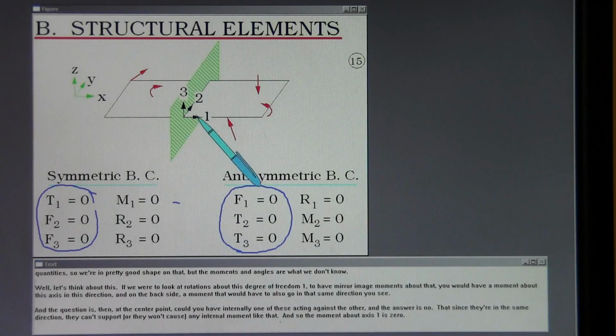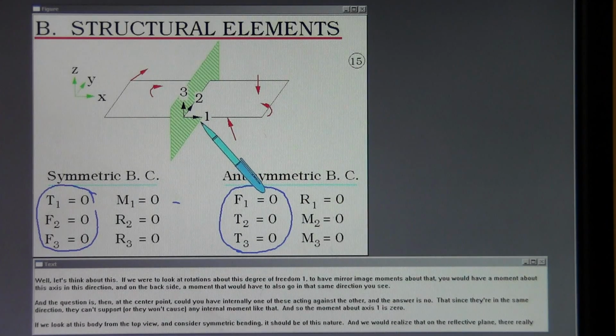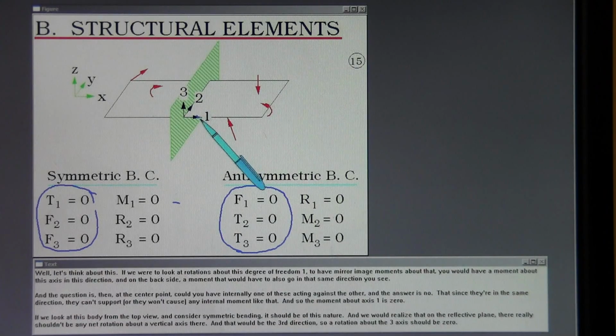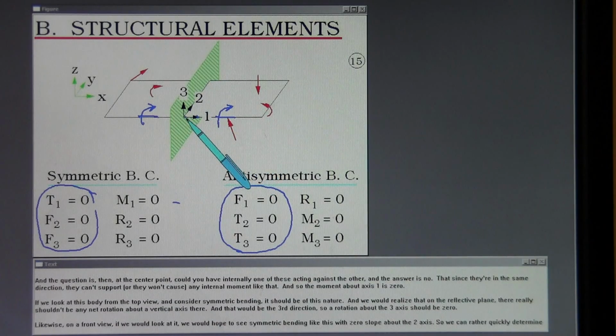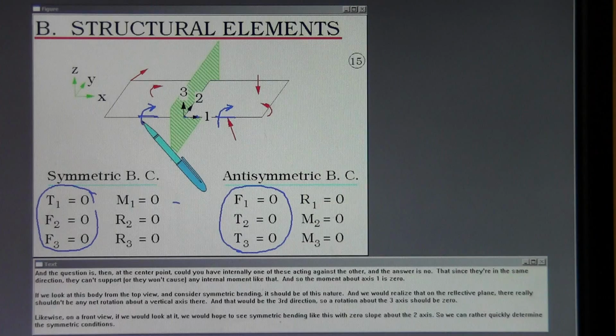Well, let's think about this. If we were to look at rotations about this degree of freedom 1, to have mirror image moments about that, you would have a moment about this axis in this direction, and on the back side a moment that would have to also go in that same direction, you see. And the question is then, at the center point, could you have internally one of these acting against the other? And the answer is no, that since they're in the same direction, they can't support, or they won't cause any internal moment like that. And so the moment about axis 1 is 0.